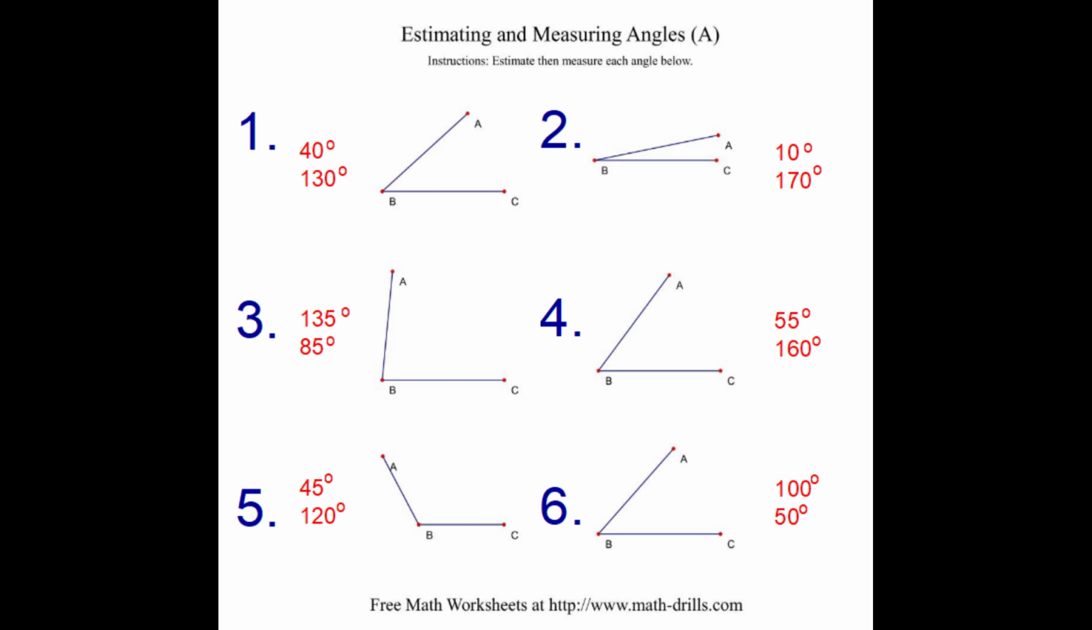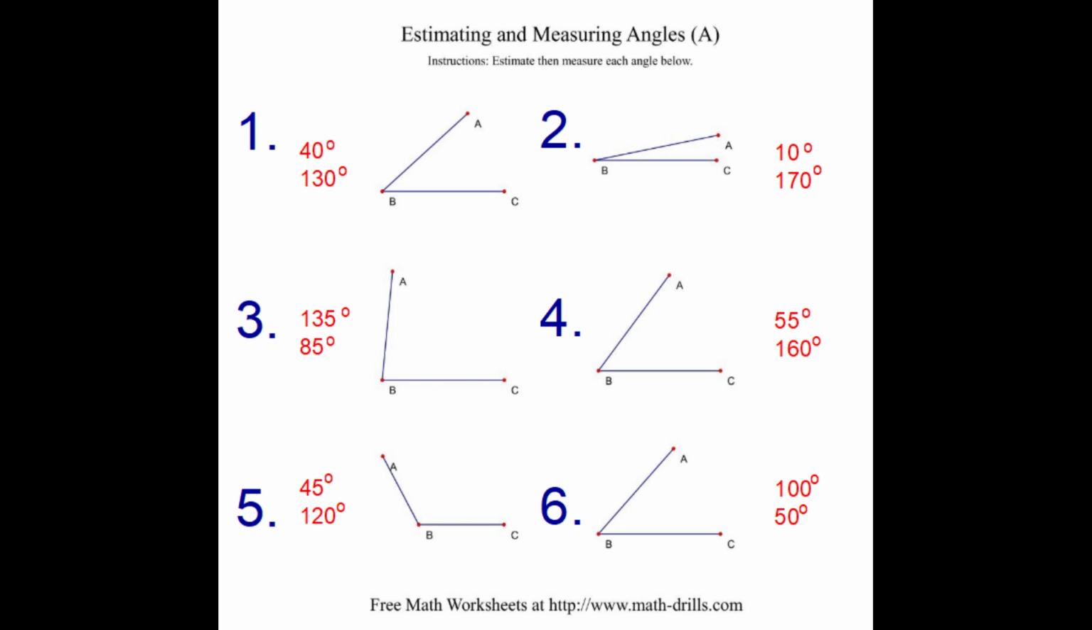I want you to apply that skill to these 6 questions. For each of them, you have 2 options for what the angle might measure. You need to look at the angle and think to yourself, is it smaller than a right angle or is it bigger than a right angle? If it's smaller, then it's acute, and that means it's going to be less than 90 degrees. If it's bigger than a right angle, then it's obtuse, which means it's going to be more than 90 degrees.